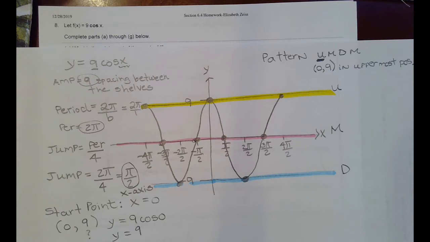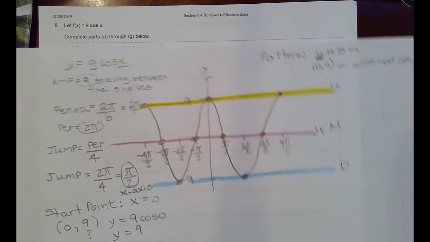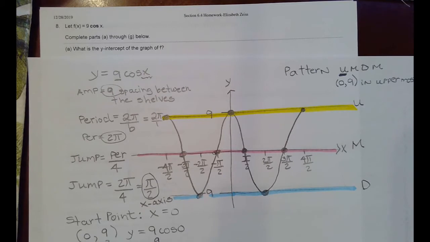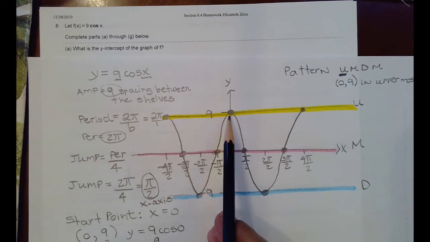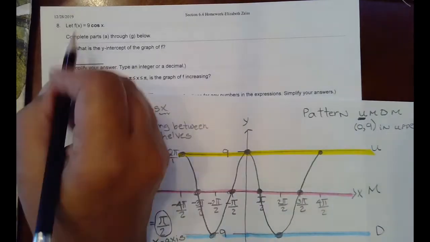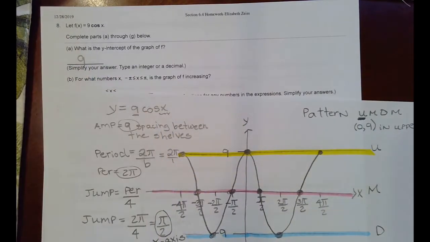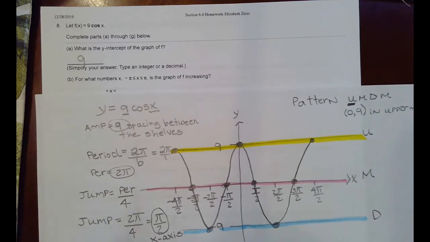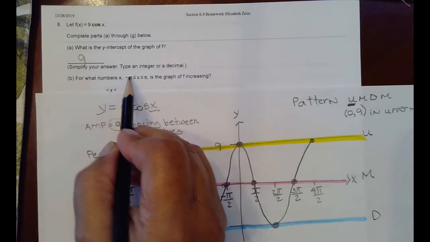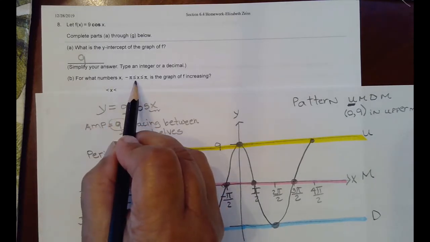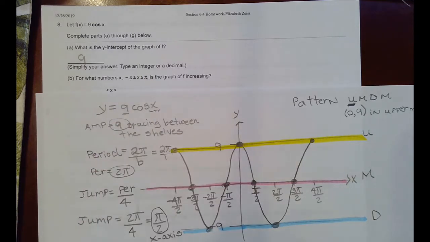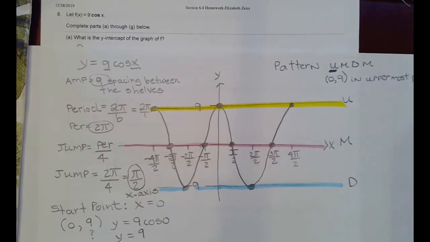Okay. Then the next problem says, for what values of x, make sure you're staying between negative pi and pi, so maybe you want to mark that off on the graph. Between negative pi, here's negative pi, right here, and here's positive pi. We're going to stay between these two x values as dictated by the problem.